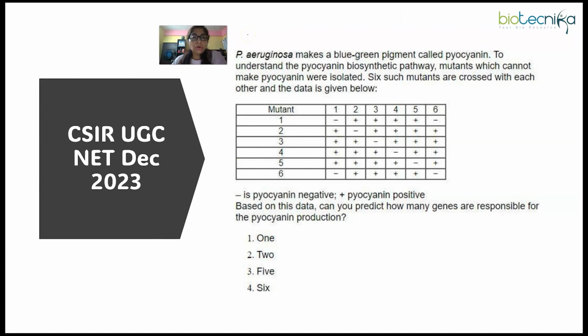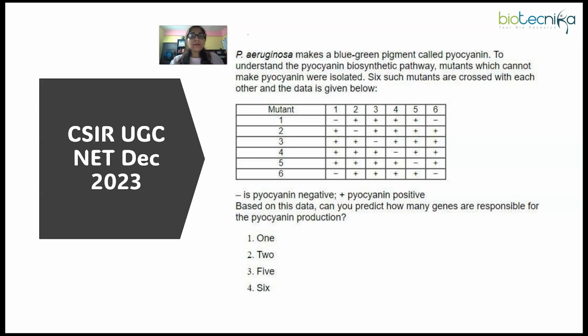Now moving on to complementation test. Okay. Now complementation test, what is it? It's a crossing based test which is done to find out whether two different mutants which have the same mutant phenotype have the mutation in the same gene or in different genes, right? So that is what we try to find out in complementation test.